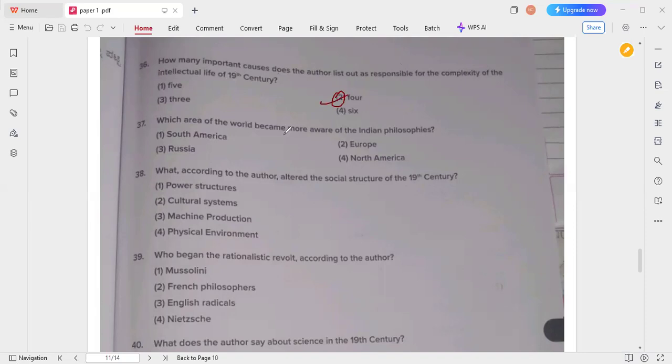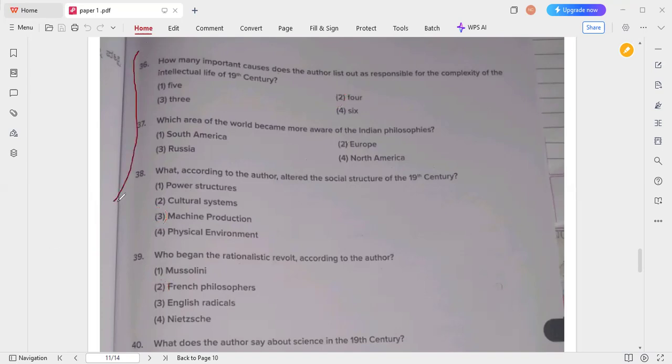Which area of the world became more aware of Indian philosophies? So here this one, 37, right? So which one? Europe. Option 2 is the correct answer. So what, according to the author, altered the social culture of 19th century? That is machine production. Option 3 is the correct answer. So who began the rationalistic revolt according to the author? So that is French philosophers who began this revolt. So next one, next question.